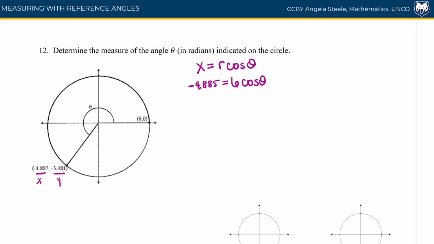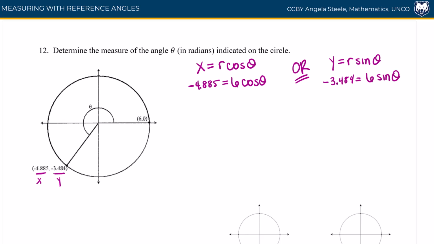And then very similar, let's look at the sine function. So again, remember, we only have to do one or the other. So we've got y equals r sine theta. The y value is negative 3.484 equals radius is 6 sine of theta.